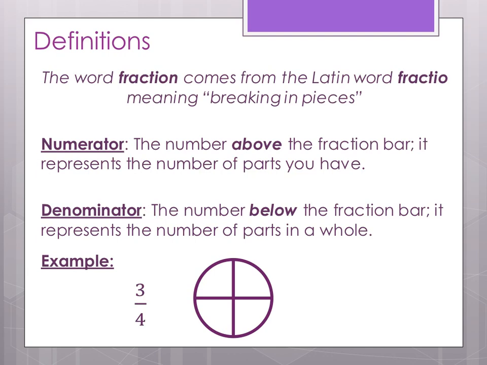The denominator is the number below the fraction bar, and it represents the number of parts in a whole. Here, 4 is going to be the denominator. So in this example here, 3/4, the 4 as the denominator tells us that there's 4 parts in a whole. So if we imagine this circle as our whole, it's been broken into 4 parts because the denominator is 4. And 3, the numerator, tells us how many parts we have. If we were to shade this circle to represent this fraction 3/4, we would have to shade in 3 of these 4 pieces of our pie here. So that would represent the fraction 3/4. 3 of those 4 total pieces of that pie have been shaded.